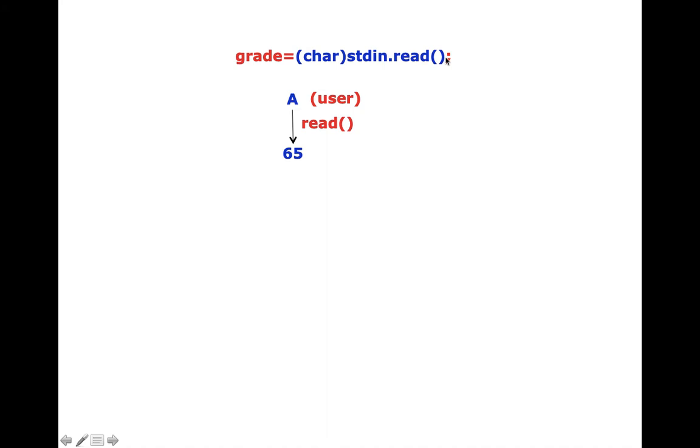Now I don't want to give 65 to grade. So what I do, within parenthesis I write char over here. Can you tell me what this technique is called? This technique is called typecasting. I repeat, typecasting. What I'm doing is converting this 65 again to char, and now once again I get A, which is given to grade. So this is how a character is read in Java.